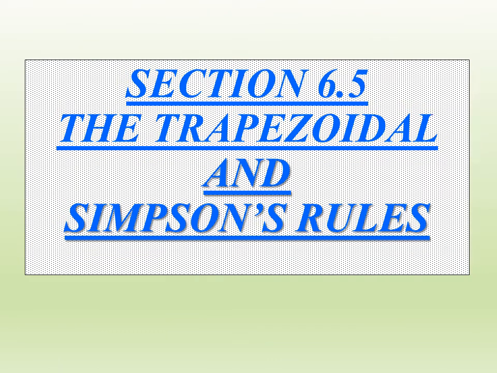This is section 6.5 of your calculus textbook. Our topic of the week is the trapezoidal and the Simpsons rules. These are alternative ways of estimating the definite integrals of some functions whose antiderivatives are not easy to obtain.